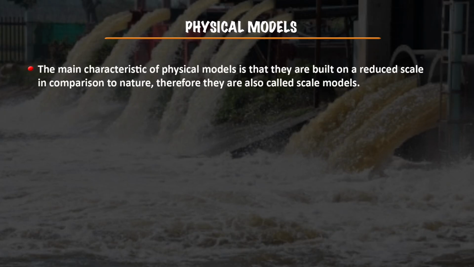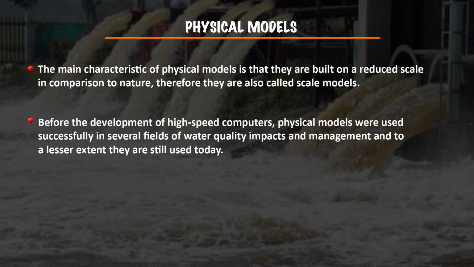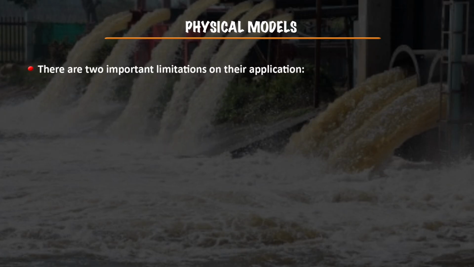The main characteristic of physical models is that they are built on a reduced scale in comparison to nature. So we have to see these as scaled models. Before the development of high speed computers, physical models were used successfully in several fields of waste, water quality impacts and management, and to a lesser extent they are still used today. There are two important limitations on their application.